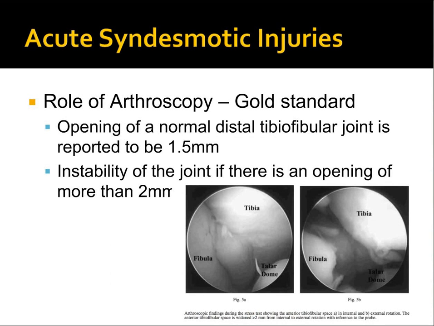The role of arthroscopy is becoming more prevalent, and I do believe that it is probably the gold standard. If you have opening at the joint and you can directly put a probe in, if it opens up more than 1 to 2 millimeters, that is abnormal. I might show you a video of it later.